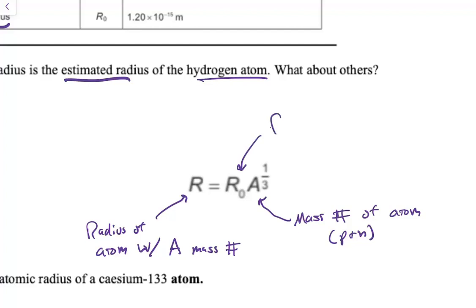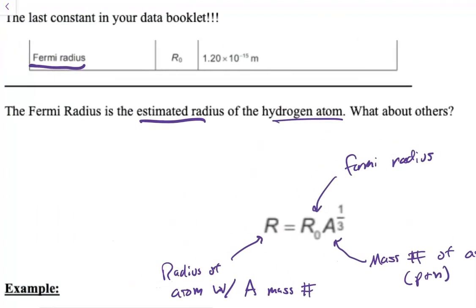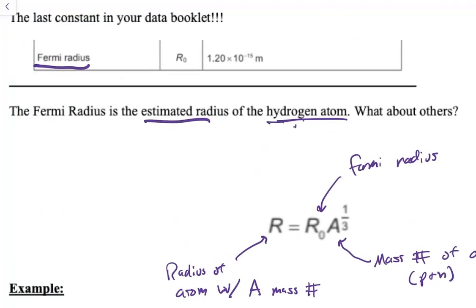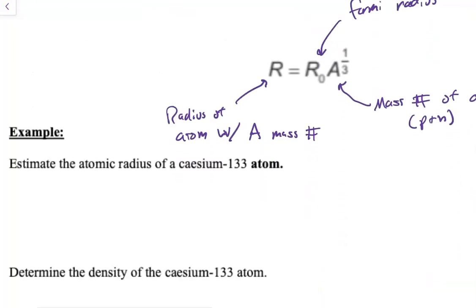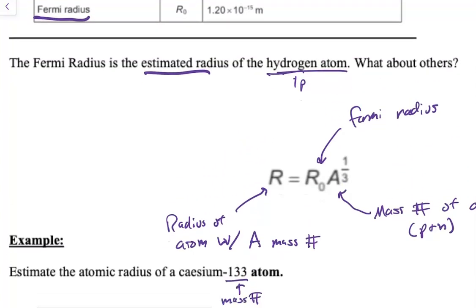And this R naught, this is our Fermi radius. That's our constant. So if we're looking for hydrogen with 1 proton, 1 to the 1/3 power is just 1. So we get the radius of this Fermi radius. And that's where we get this hydrogen atom, this is actually a 1 proton hydrogen atom. If it was 1 proton and 1 neutron, it would be 2 to the power of 1/3 times this. So let's estimate the atomic radius of a cesium-133 atom. So we see cesium-133, that's our mass number. So I know R naught for my cesium is going to be my 1.2 times 10 to the negative 15th.